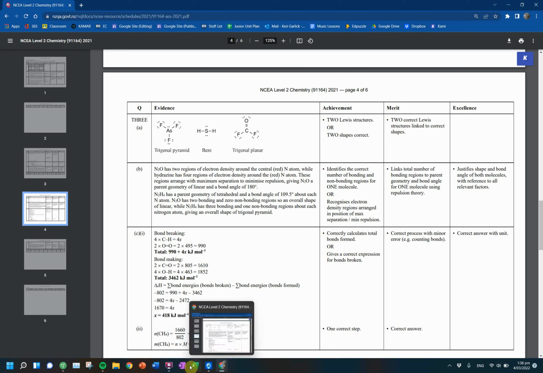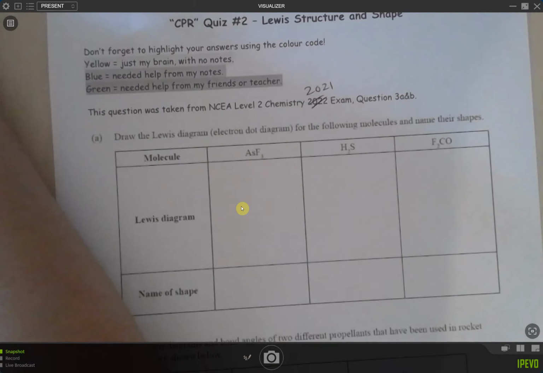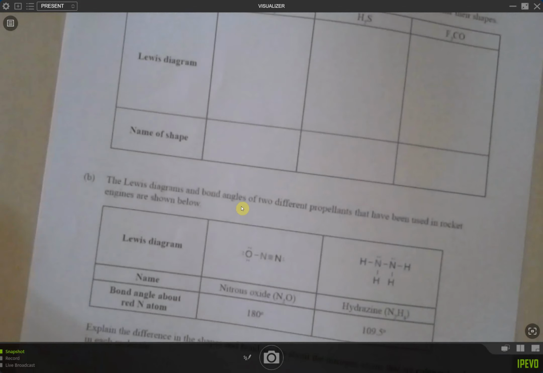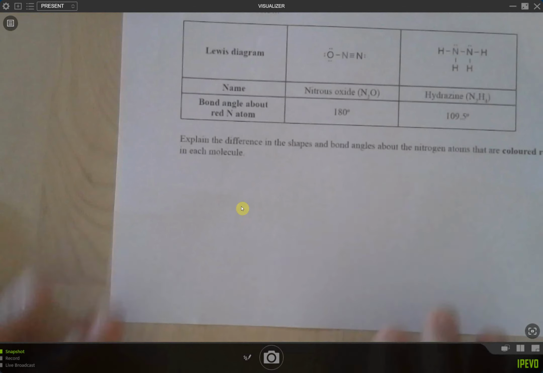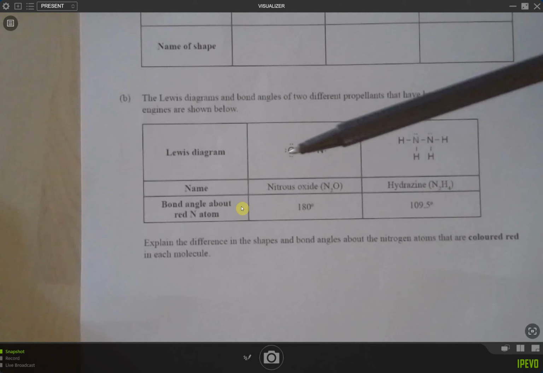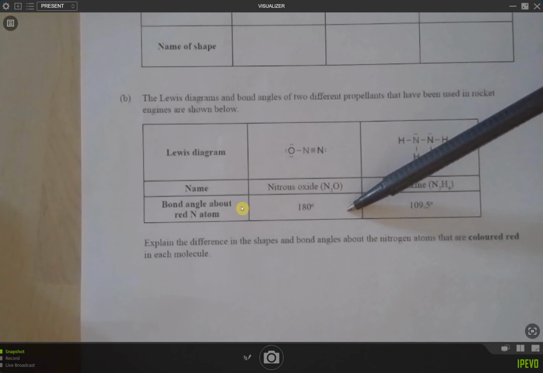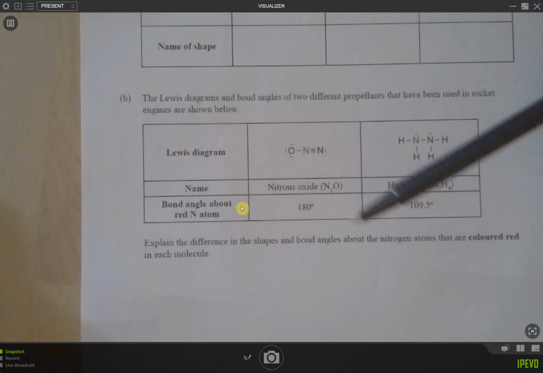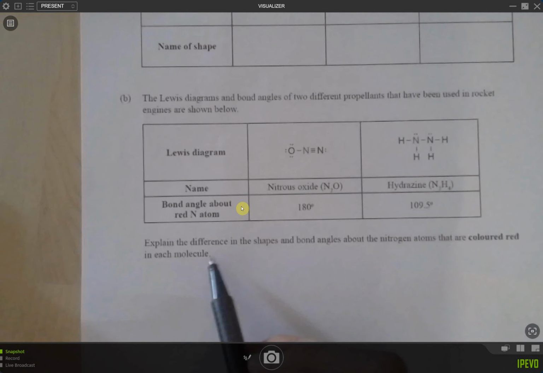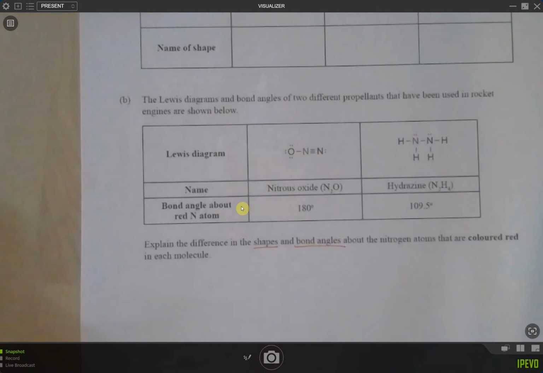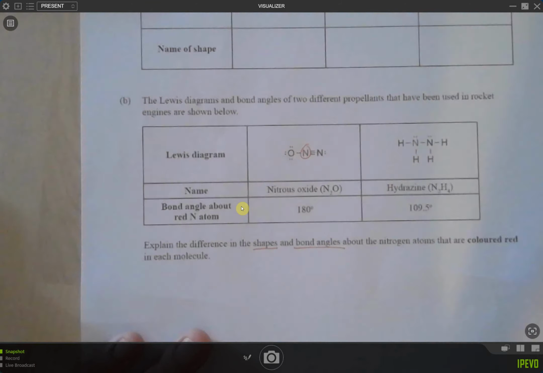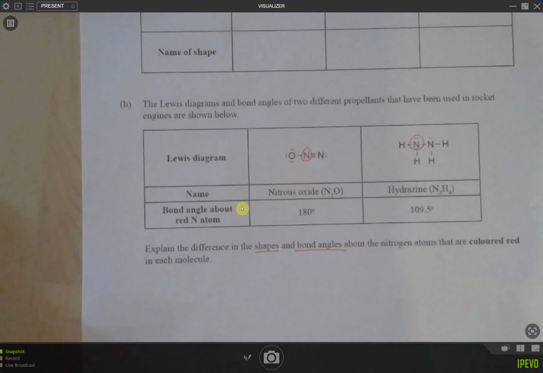All right. Next bit is then your bigger explanation question. In this case, they have given you the Lewis structure diagram, and they've given you the bond angle, and they want you to compare and contrast these two, and they want you to explain the difference in the shape and the bond angles for the nitrogens that are colored in red. I have a black and white image, so I'm just going to circle which nitrogens they were talking about, which were those 2. So in both cases, they have different shapes, and they also have different bond angles.